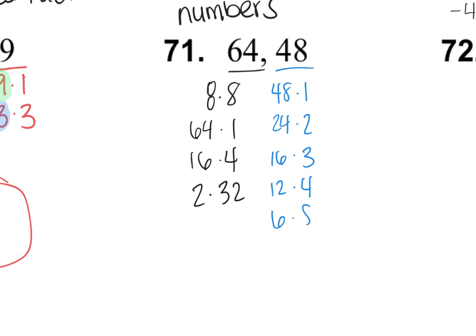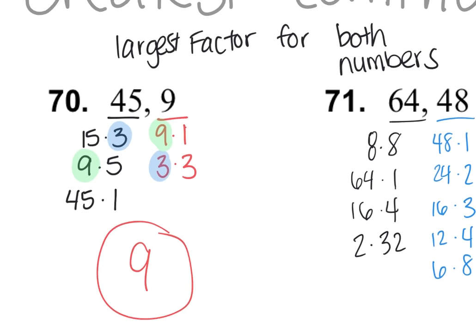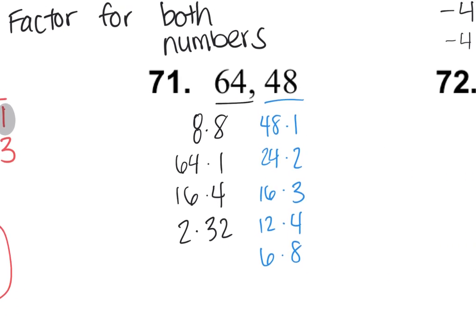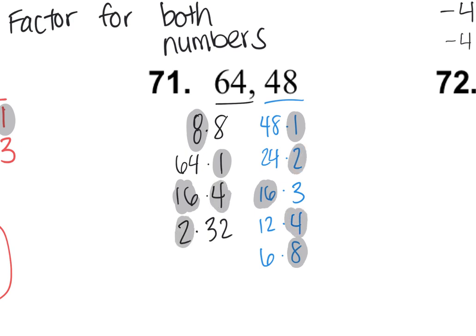6 times 8 also gives me 48. And these are all the factors, okay? So now when we're looking at the ones that it has in common, oh, I forgot to highlight, excuse me, for the last one, 1 was also a common factor between 45 and 9. So I see the 1s, they have 8s in common, the 16s are in common, the 4s are in common, and the 2s are in common, and that's about it, okay?